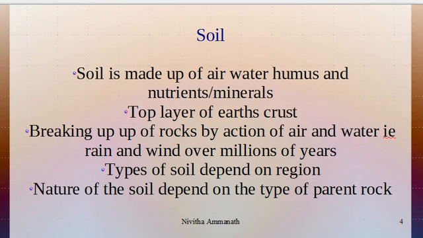The types of soil depend on the region, and the nature of the soil depends on the type of the parent rock. Soil is formed by breaking up of the rocks by action of the air and water, that is rain and wind, over millions of years. The top layer of the earth's crust is called soil. Soil is made up of air, water, humus, nutrients and minerals.